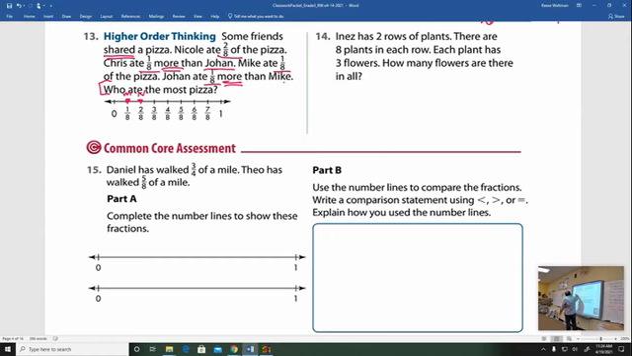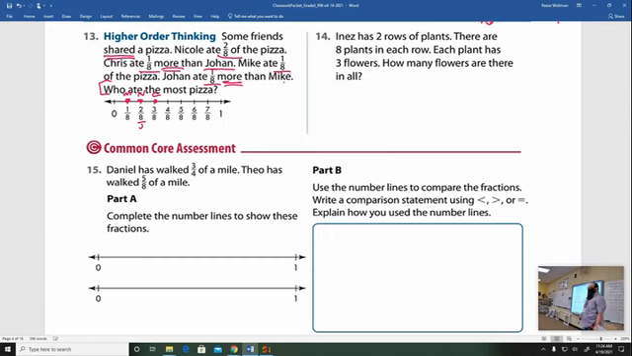Let's see. So we've got Mike at 1/8, Nicole at 2/8. Chris ate 1/8 more than Johan. Johan ate 1/8 more than Mike. Well, Mike is at 1/8. So that means that Johan is also at 2/8, correct? And it says Chris ate 1/8 more than Johan. So Chris is now at 3/8.